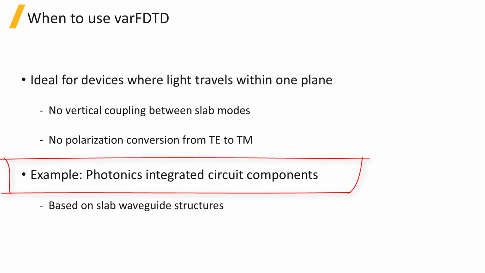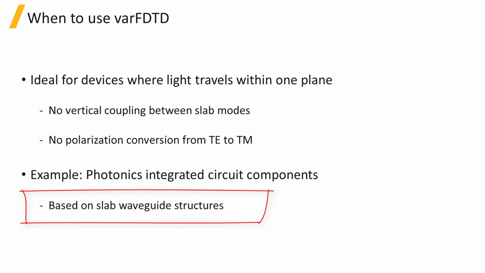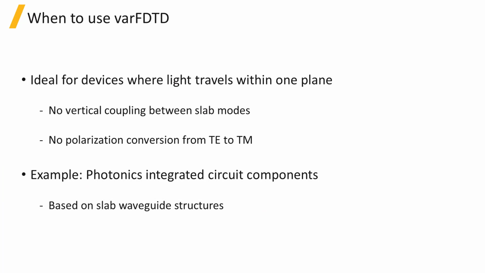Photonic integrated circuit components, which are based on slab waveguide structures, are an example where the varFDTD solver works well, since they often support two vertical modes with different polarizations.